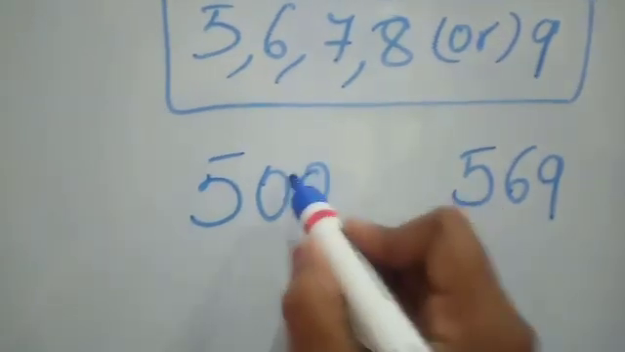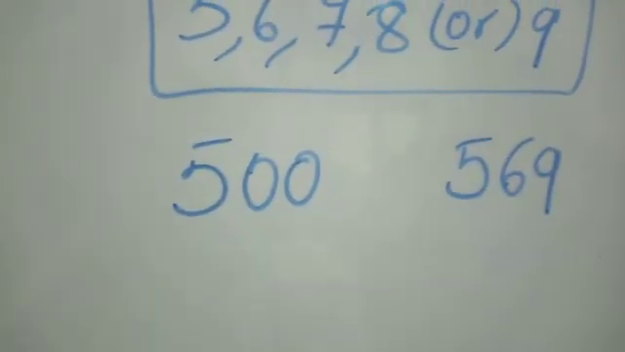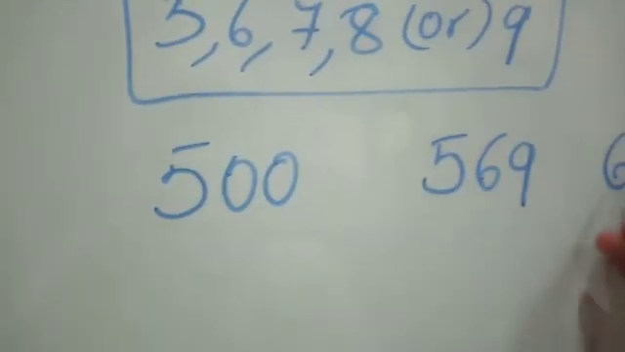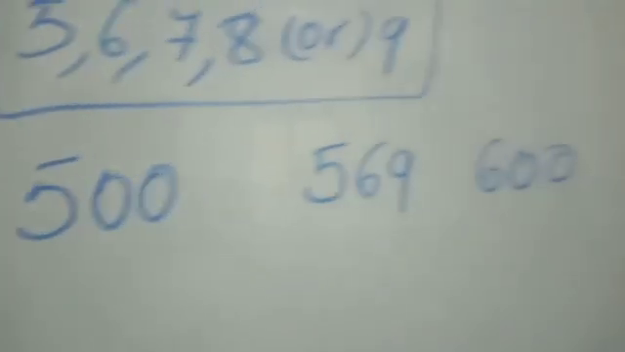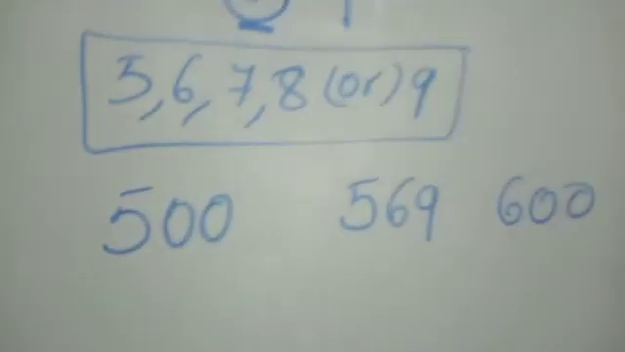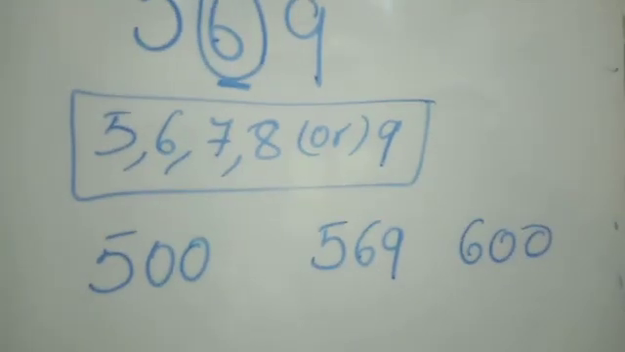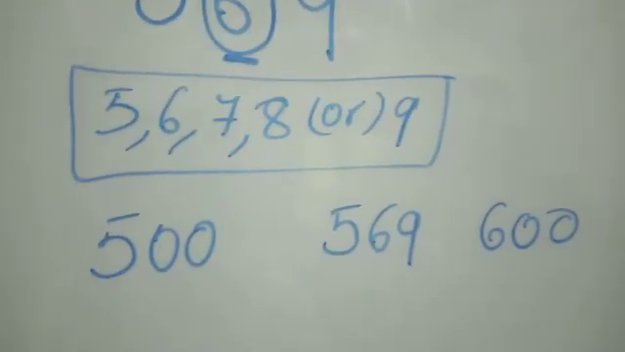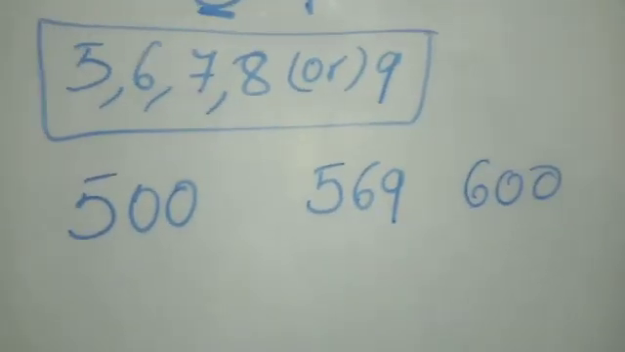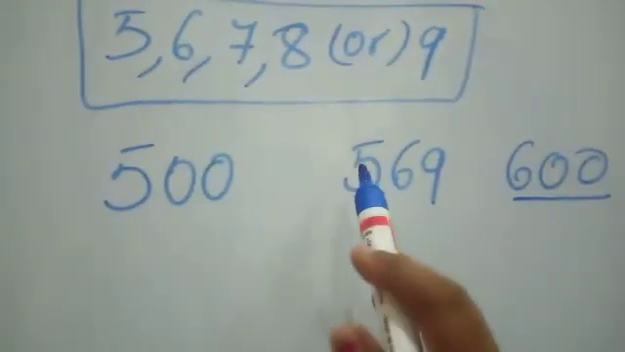Okay. 500 is less than 569. Yes. And 600 is greater than 569. So, now what will be the answer for 569? Which will be the nearest 100 for 569? 600. Because what is the rule?